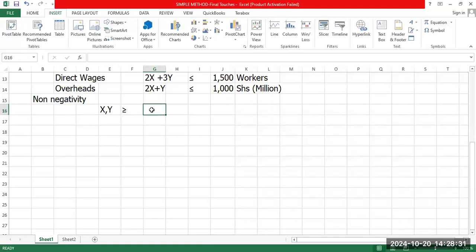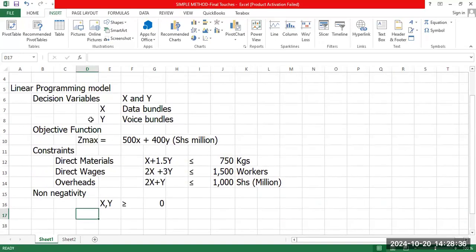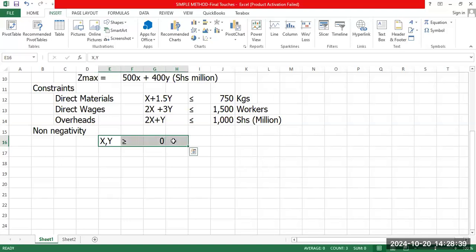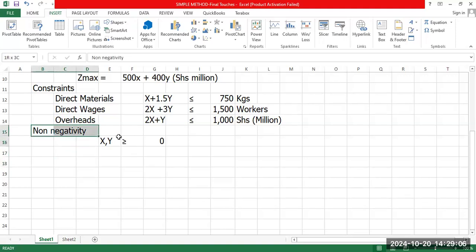The decision variables. Remember, I told you the reason why you need this non-negativity is that as you solve a linear programming model, we don't expect you to be dealing with negatives. You have to limit that by formulating non-negativity. The x value should be 0, the y value should be 0 or above. You cannot get a negative value of x or a negative value of y. That's why this assumption is there.